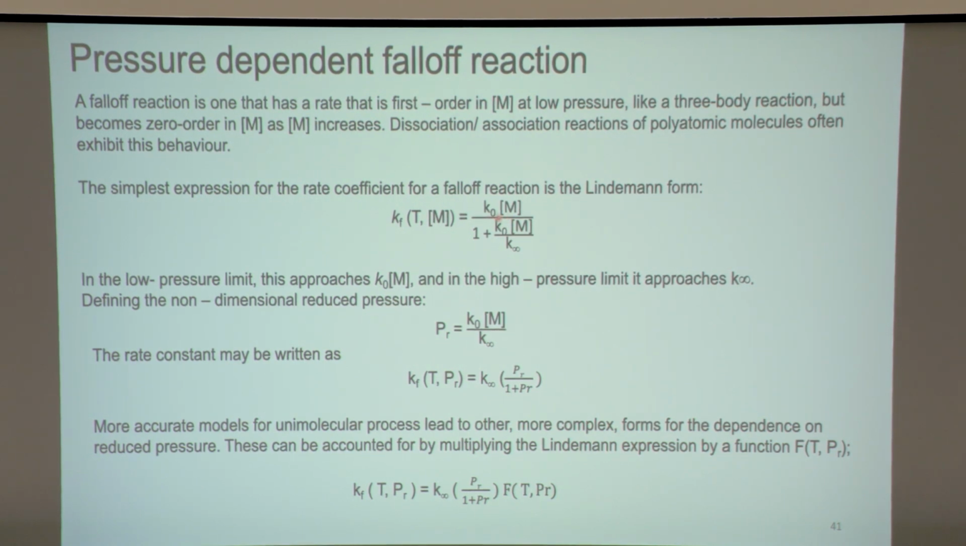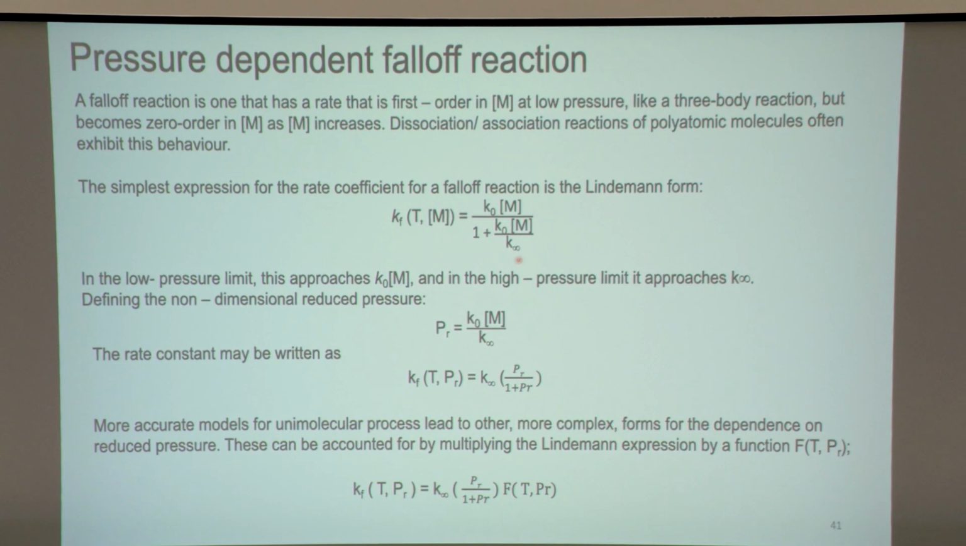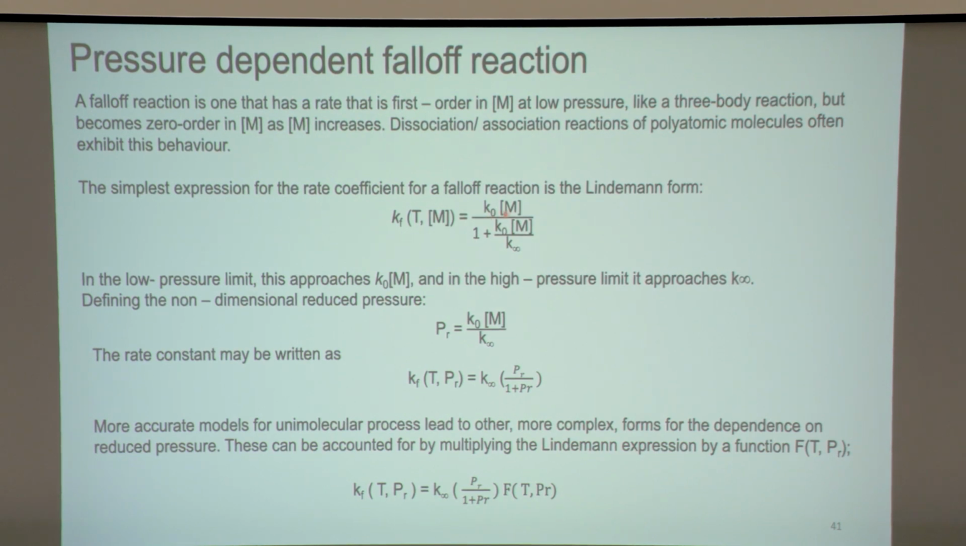K naught is the low pressure limit of the reaction, the low pressure rate constant, divided by 1 plus K naught over K infinity, the high pressure limit for the rate constant, times M. So if you look at this expression in the low pressure limit, this K naught M approaches simply K naught, the denominator becomes just 1, and in the high pressure limit, this equation will approach K infinity.